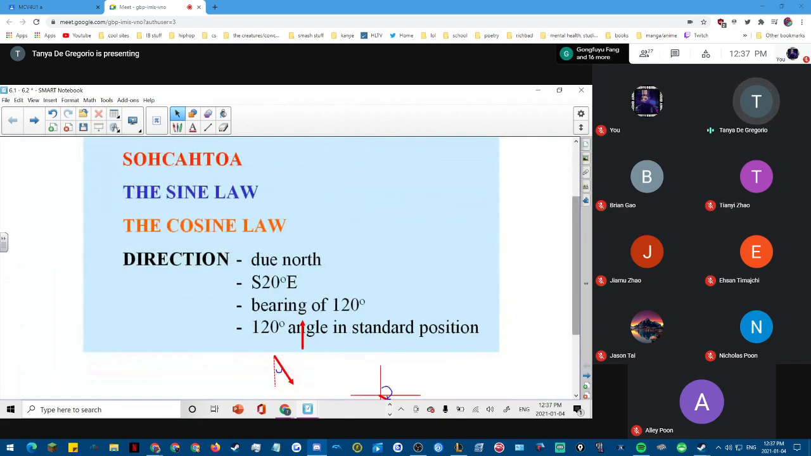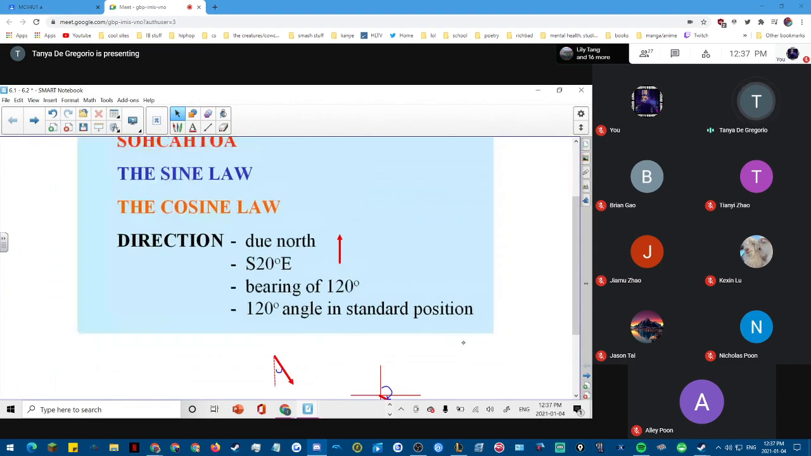So due north. Everyone should know that's due north, right? When we say due north, that means that you're heading towards north. It means you're actually coming from the south, right? So you're coming from the south towards north. Good.